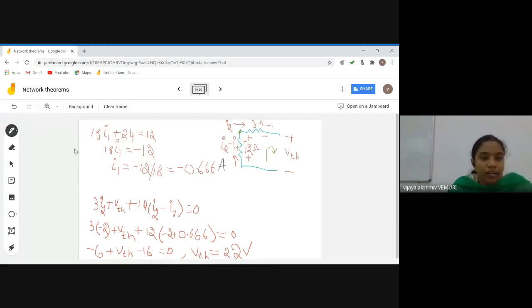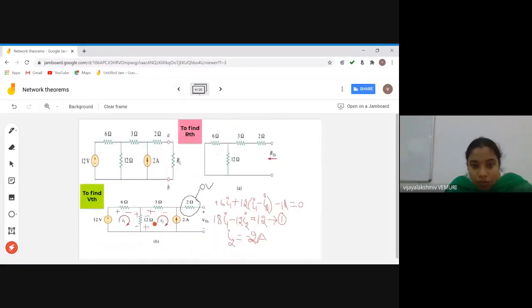Right? So I got I1, I got I2. Now you just draw 3 ohms as well as 12 ohms separately. Okay, and VTH point is here, negative point is here. According to the direction of I2, if you just observe, I2 is flowing in this direction.